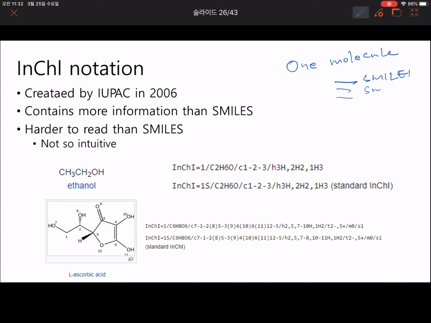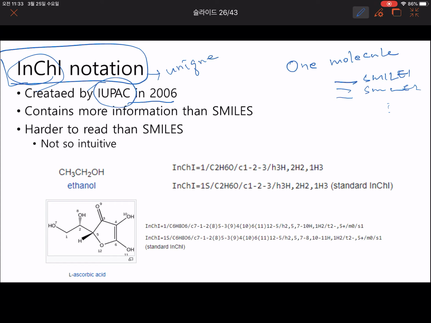SMILES 1 and SMILES 2 and so on. So in order to fix this, in order to make a unique text representation of a molecule, IUPAC created a new notation called InChI notation. You read this as an InChI. With this InChI notation, the key is unique, and it can also contain more information. But the problem is that it is harder to read than SMILES.